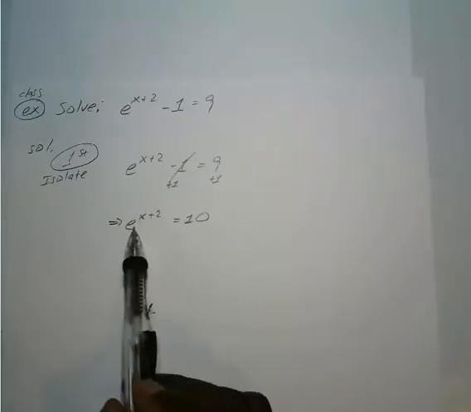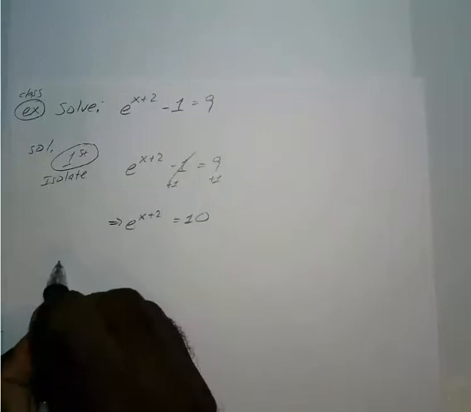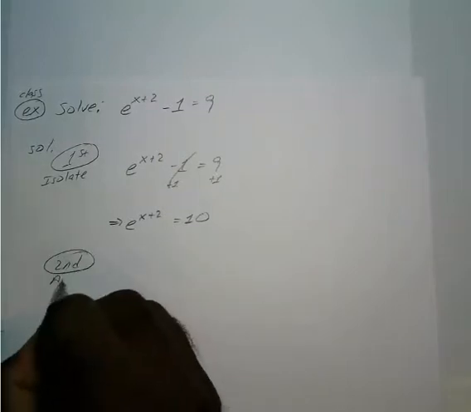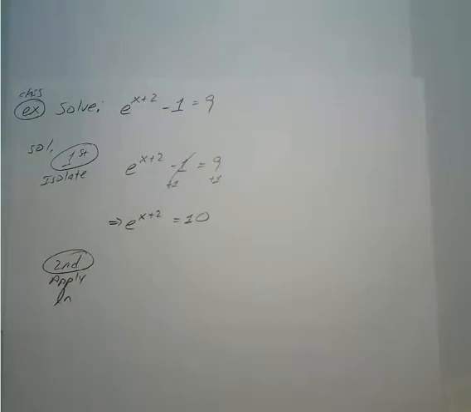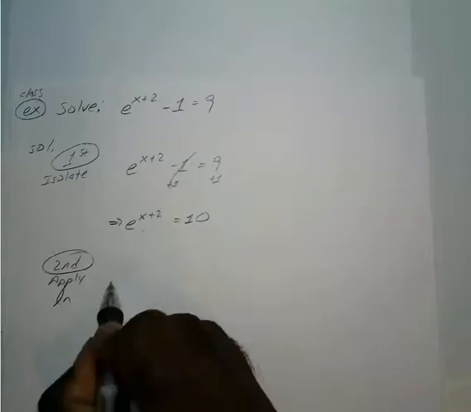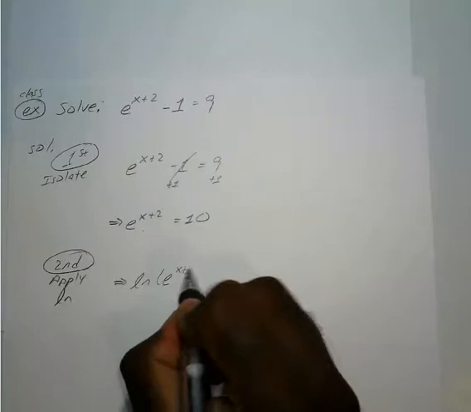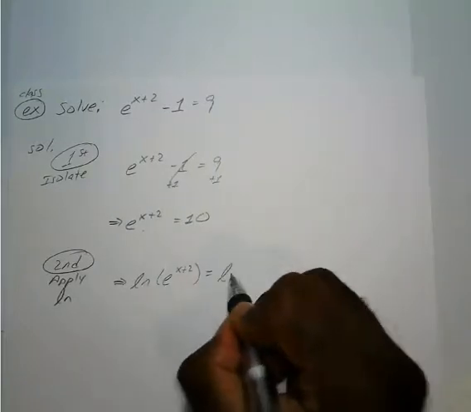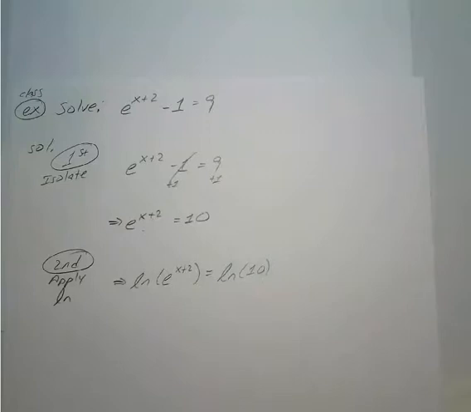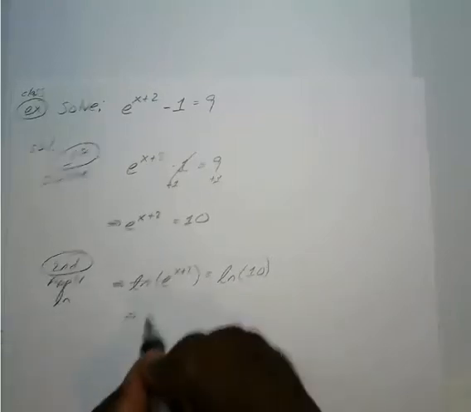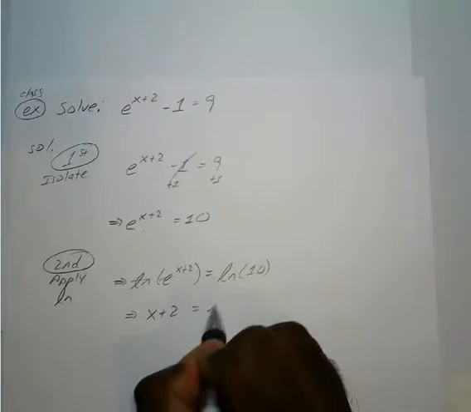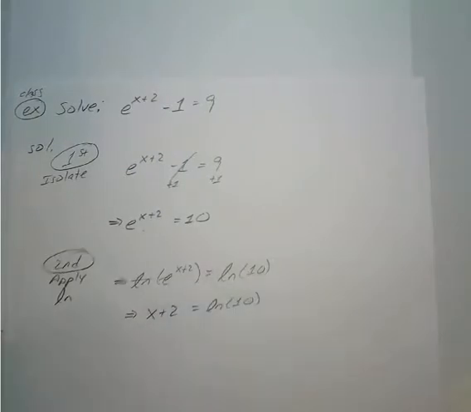Okay, so you have your e value isolated on the left side, which brings us to our second step, which is we apply our natural log to both sides. So if we apply natural log to both sides, that gives us the natural log of e to the power of x plus 2 equals the natural log of 10. Remember, your natural log and your e cancels out. So that gives you x plus 2 equals natural log of 10.